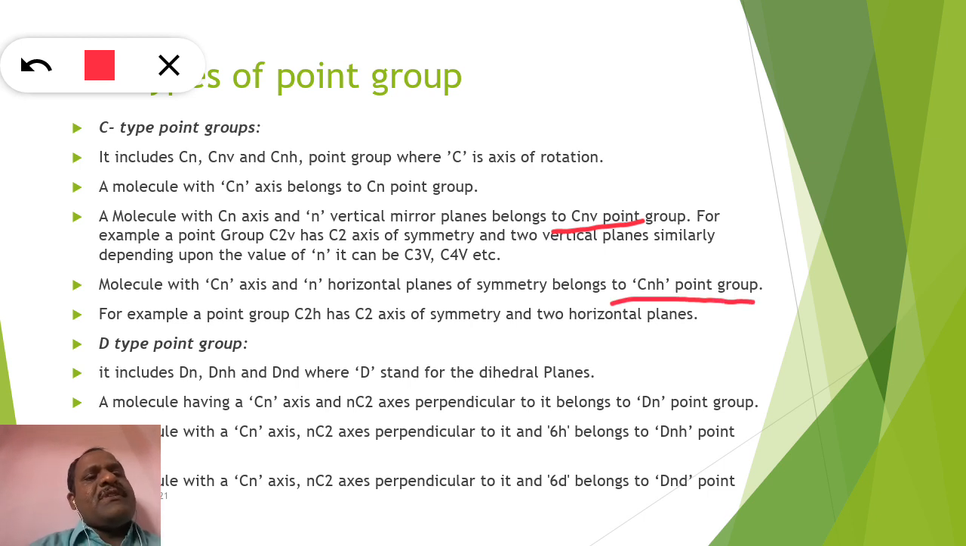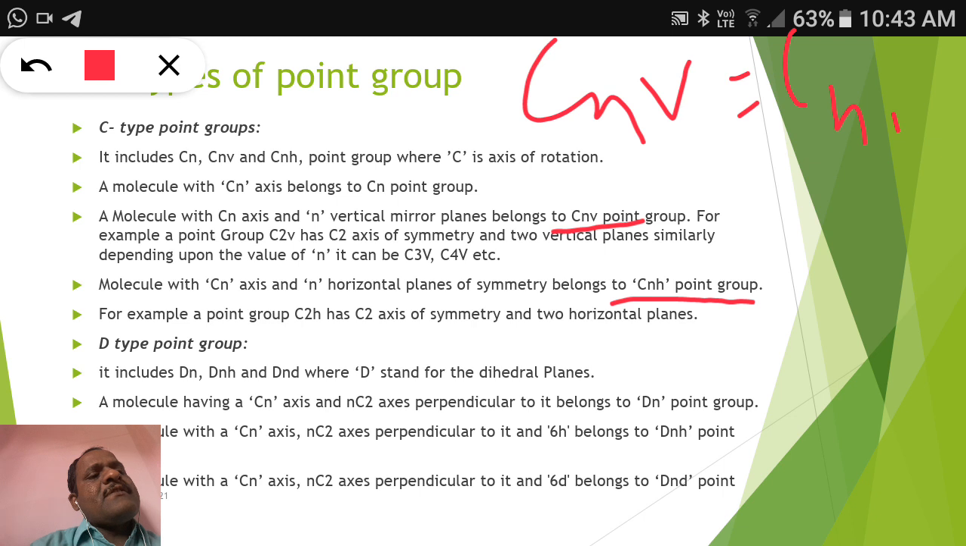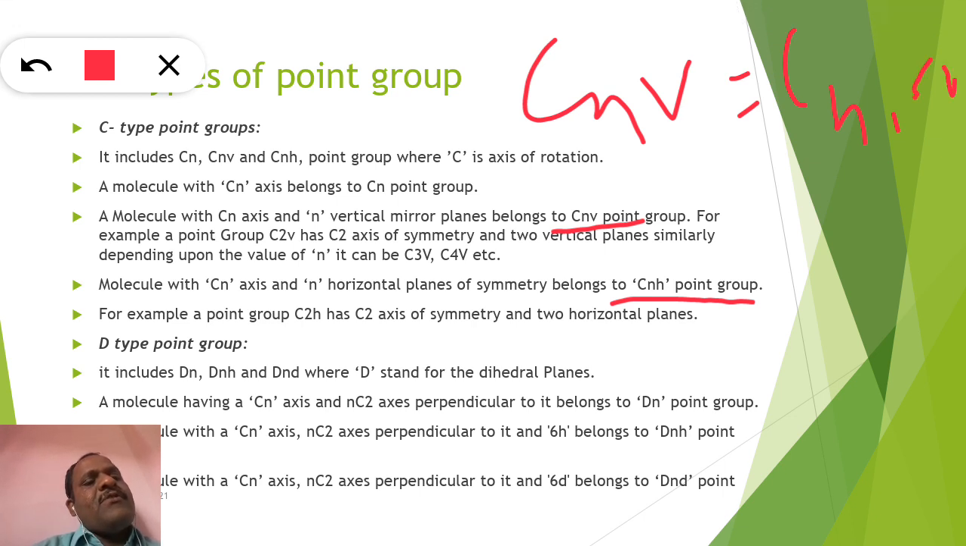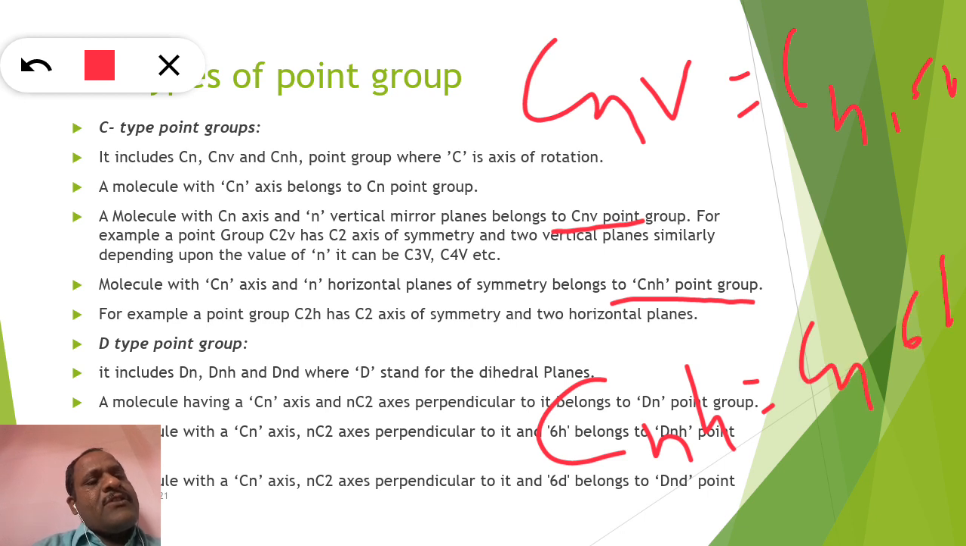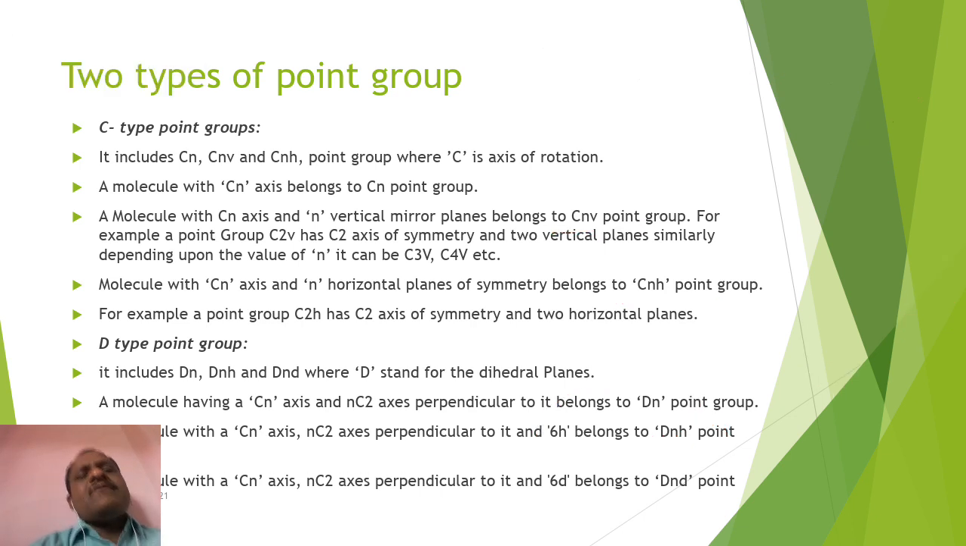What is the requirement of Cnv? A Cn axis and sigma v. And for Cnh, what is required? The requirement is a Cn axis and sigma h. So that is required for the Cnh type of point group.